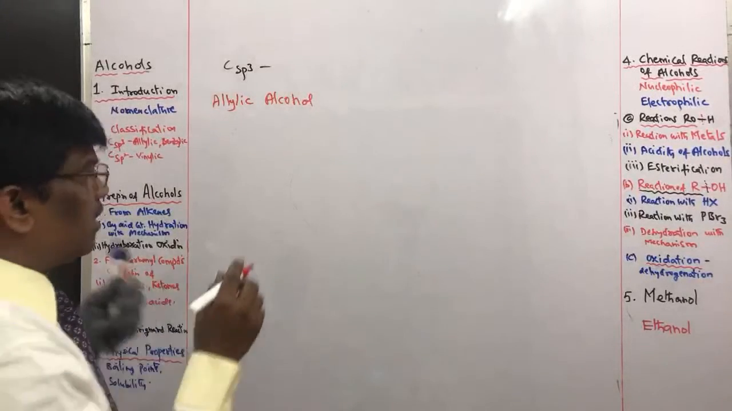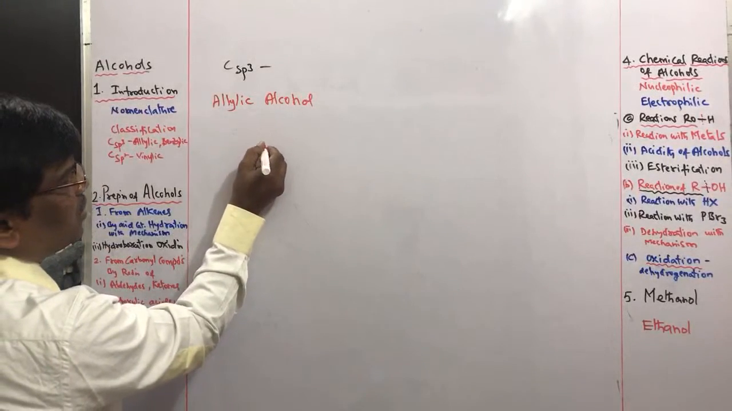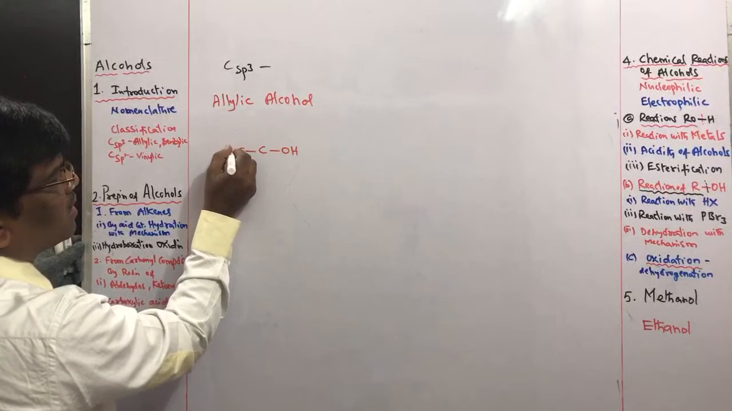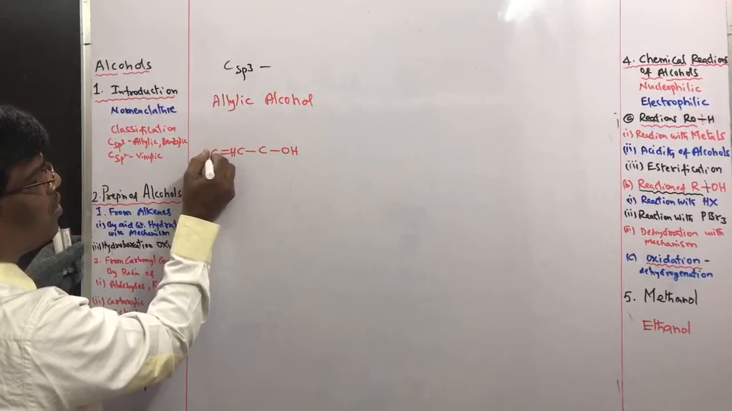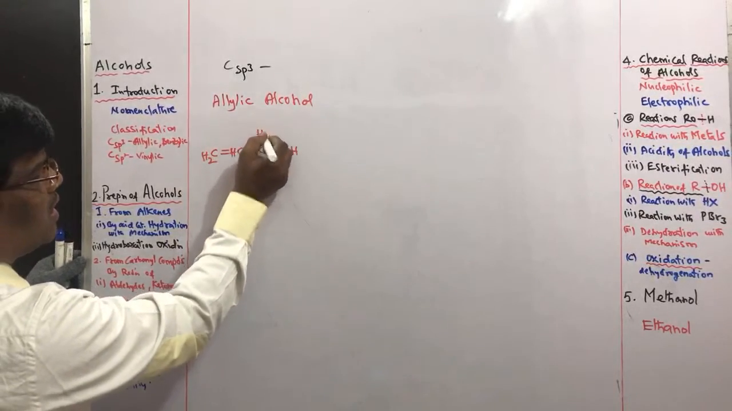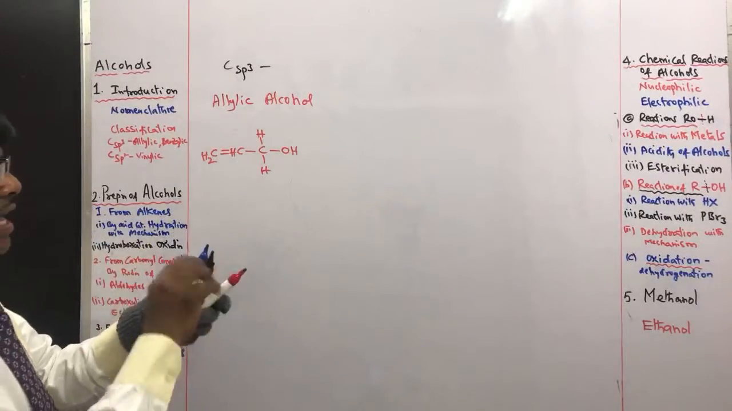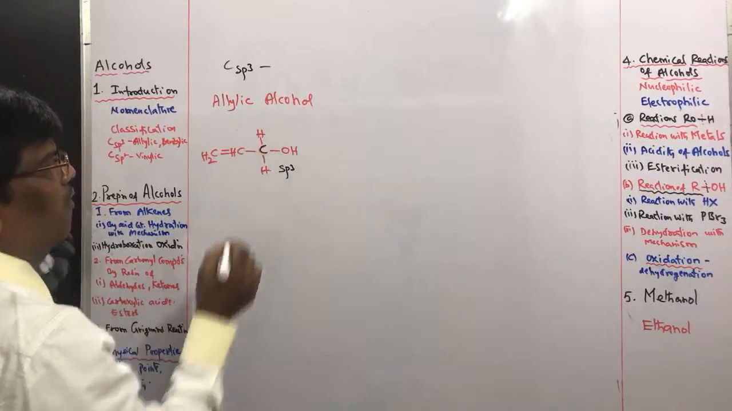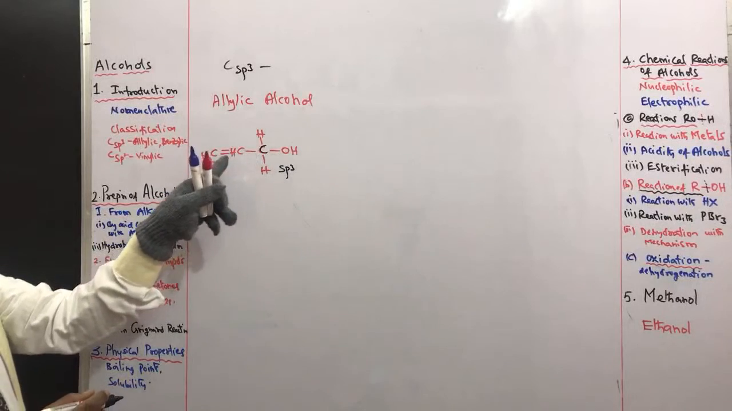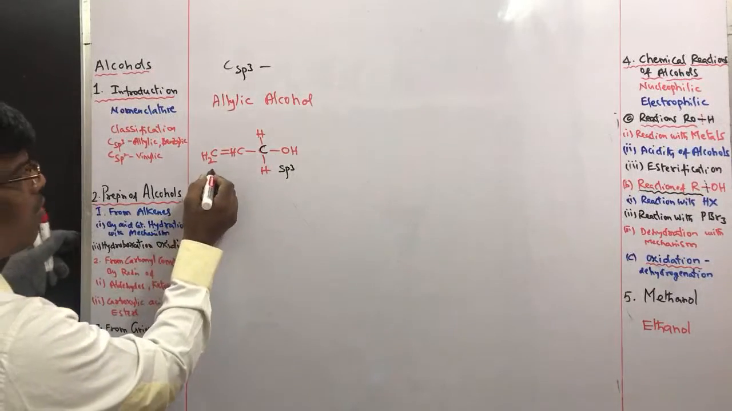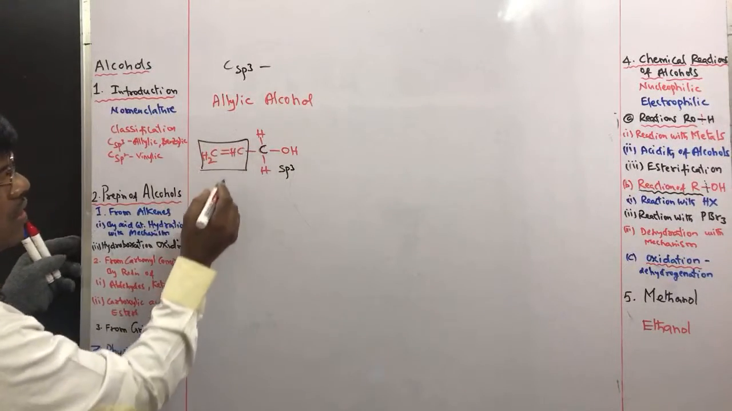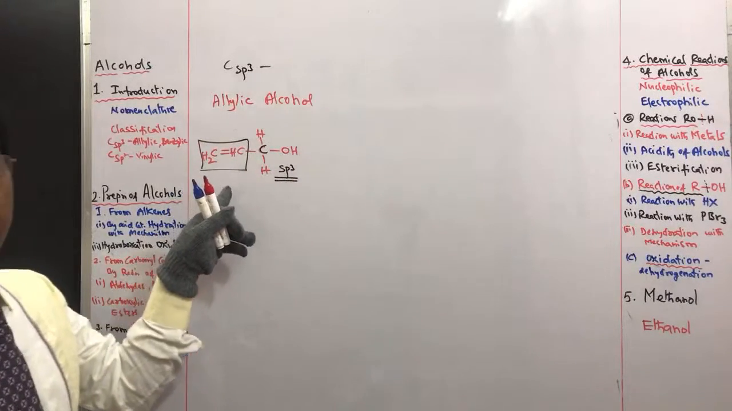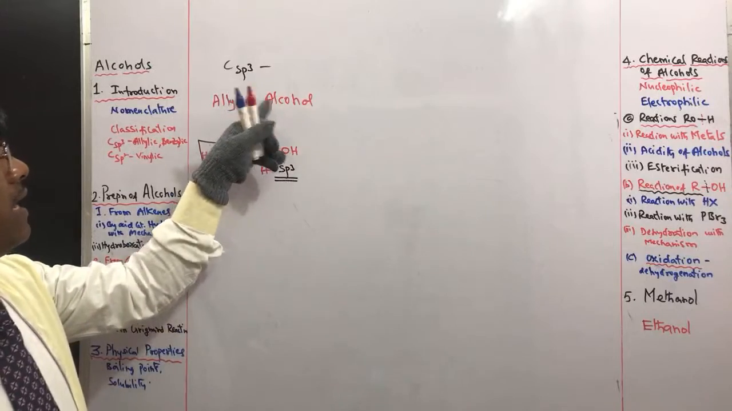Allylic alcohols are the alcohols attached to CH double bond CH2. This carbon is sp3 hybridized. However, the beta carbon is a double bond carbon. So this allyl group is very specific. The alcohols having an allyl group are known as allylic alcohols.